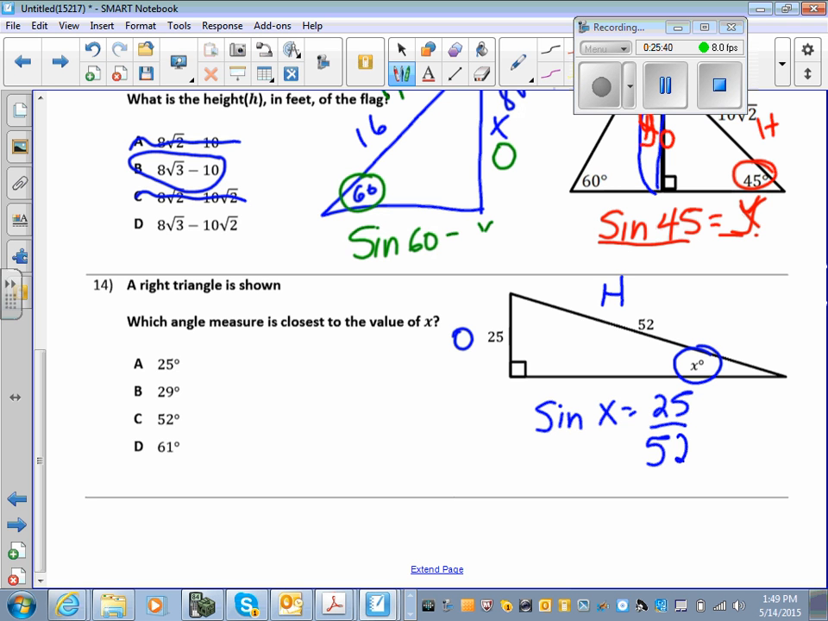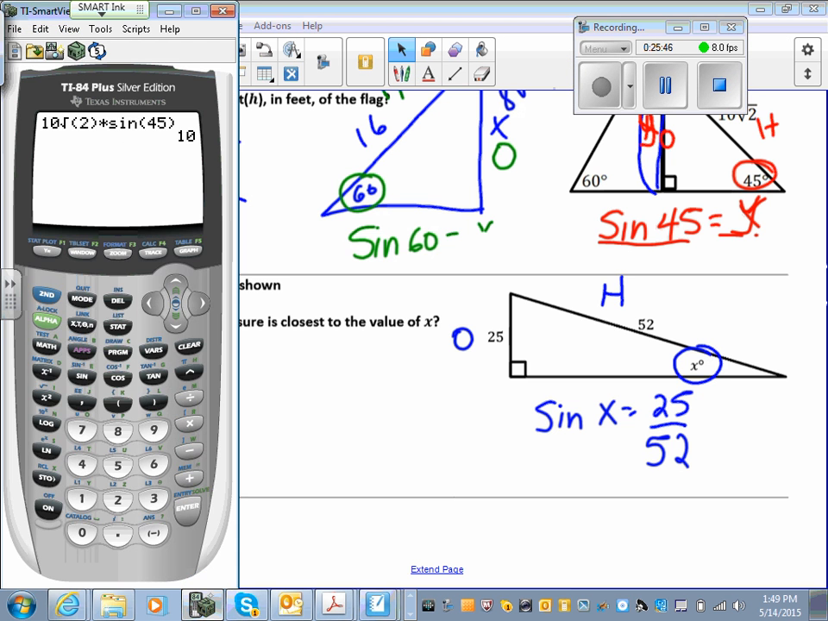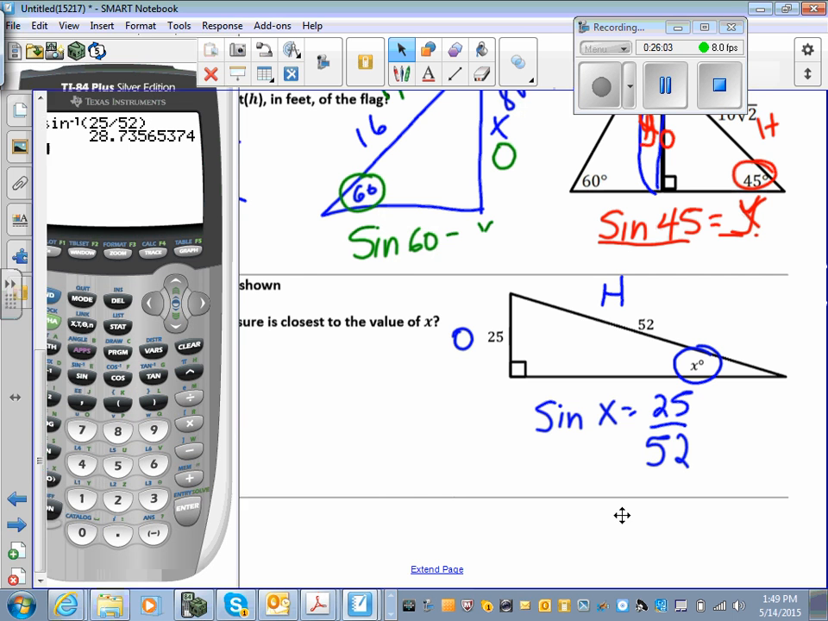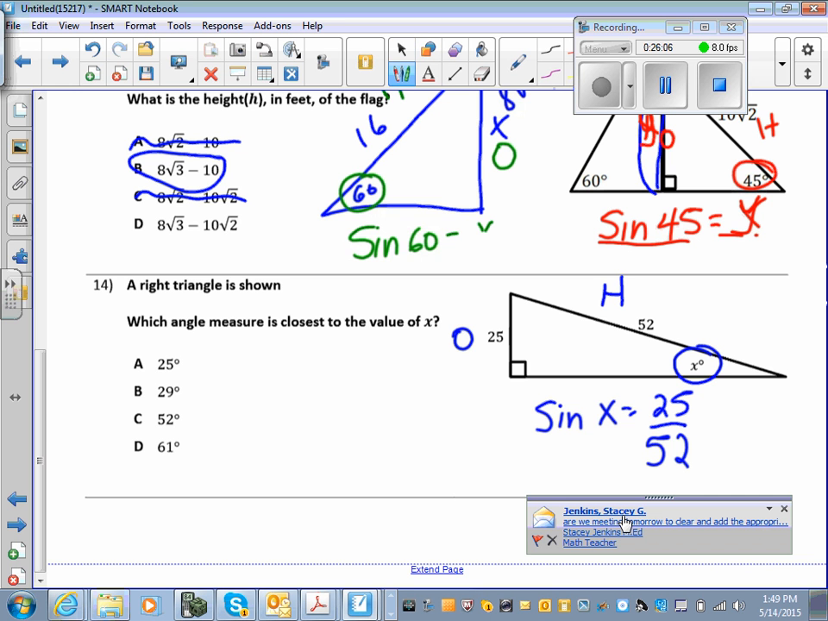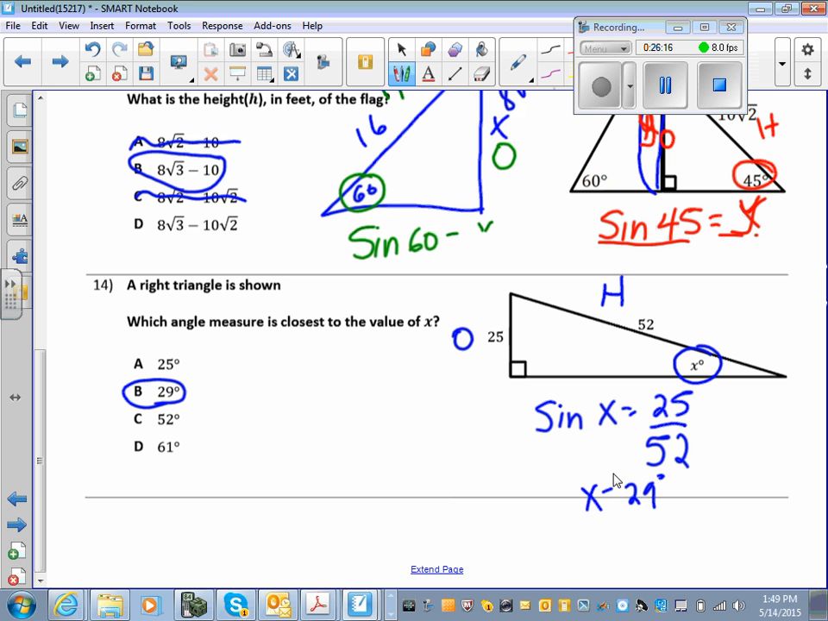So when you're looking for the angle, when the angle is not given, when you go to the calculator, you have to use the inverse function, which is all you do is second sine. It gives you that negative one, and you put the ratio 25/52, and you close parentheses. It gives you 28 point something, which is close to 29 degrees. Thank you, Noah. So remember, when the angle is not given, make sure you use the inverse function: second sine, second cos, or second tangent.